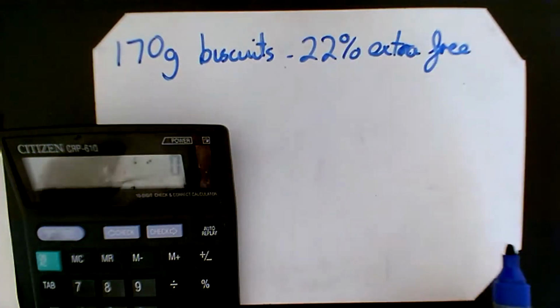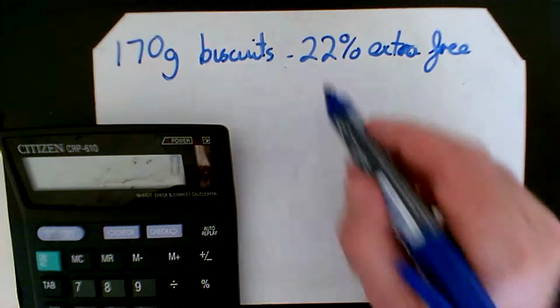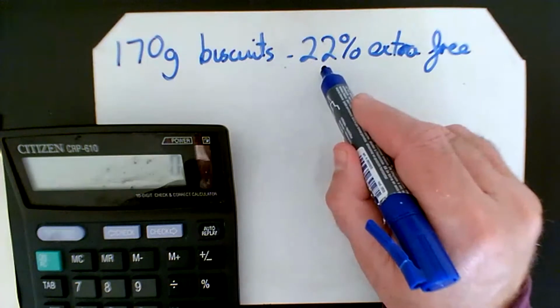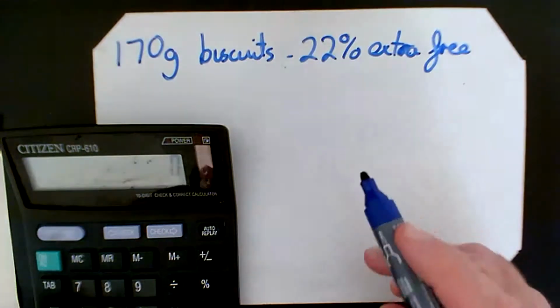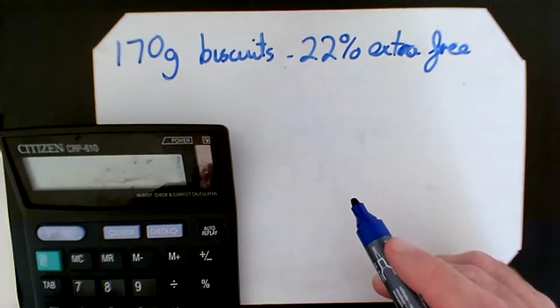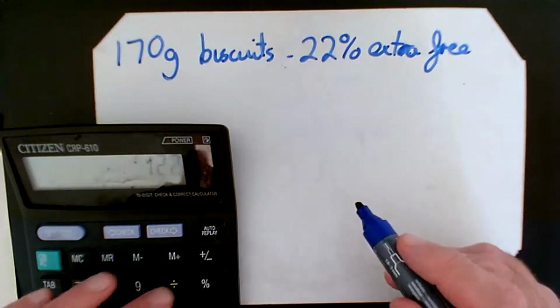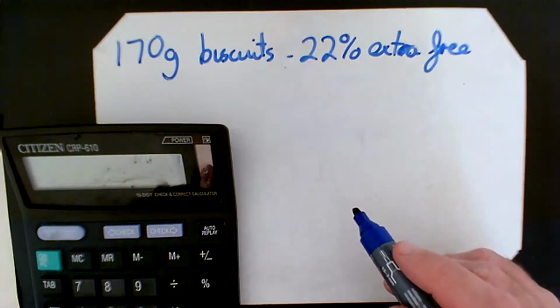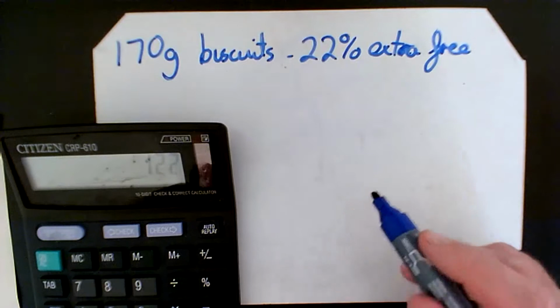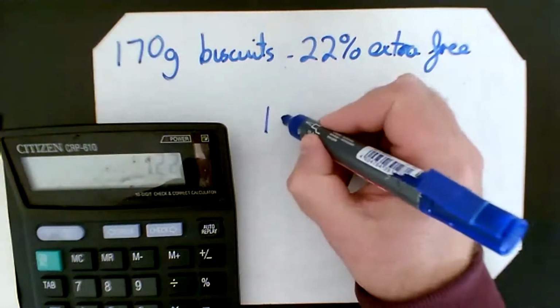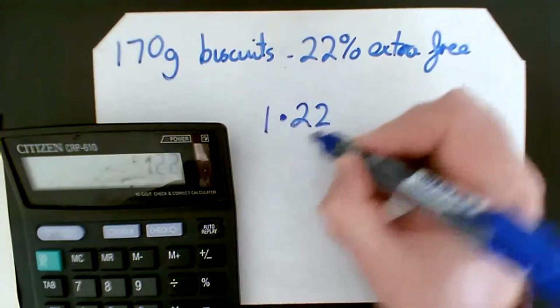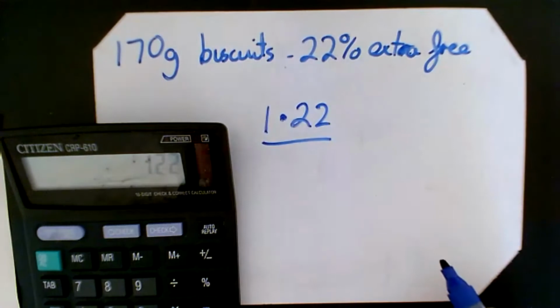Let's have a little look at our notes again. So I'm going to add 22% to 100%. Okay, so that gives me 122%. Now I'm going to divide that by 100 to turn it into a decimal. So this is my multiplier. 1.22 is called my multiplier, because I want to do an increase.